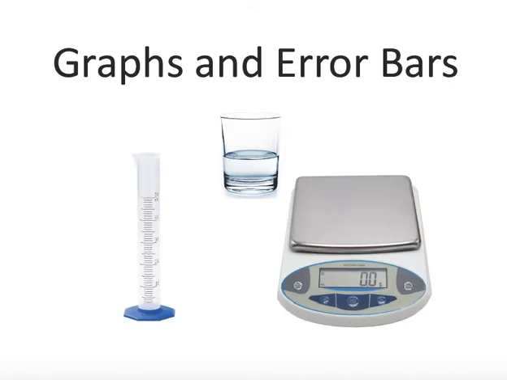So here are our two devices that will be used to measure density. We have a graduated cylinder that will be used to measure volume. We have a scale that will be used to measure mass. The division of the two will give us density.